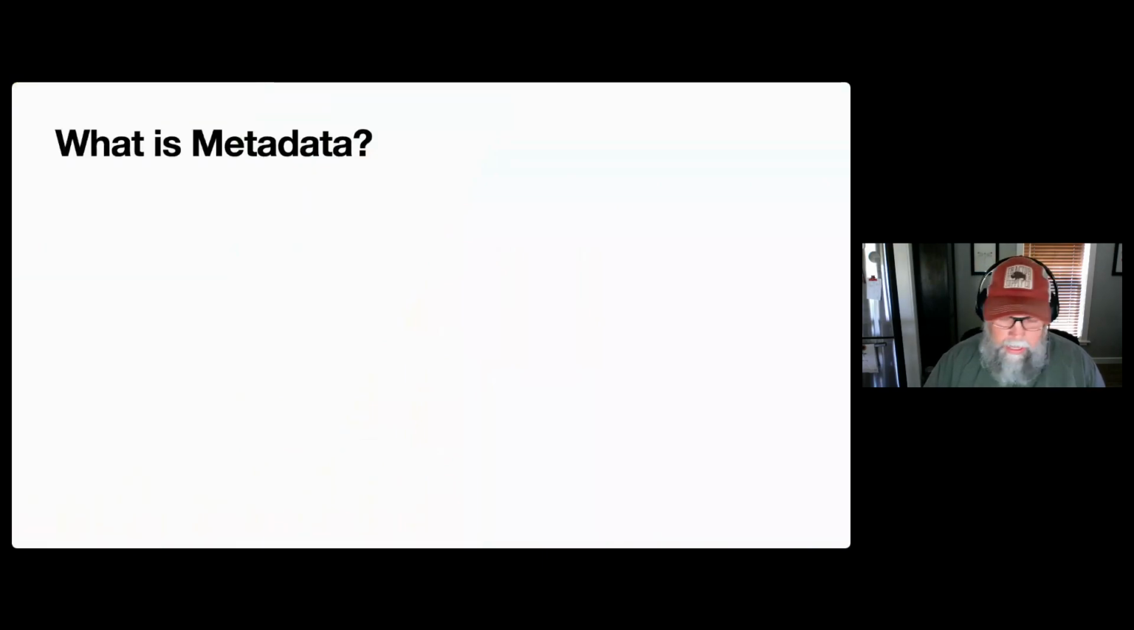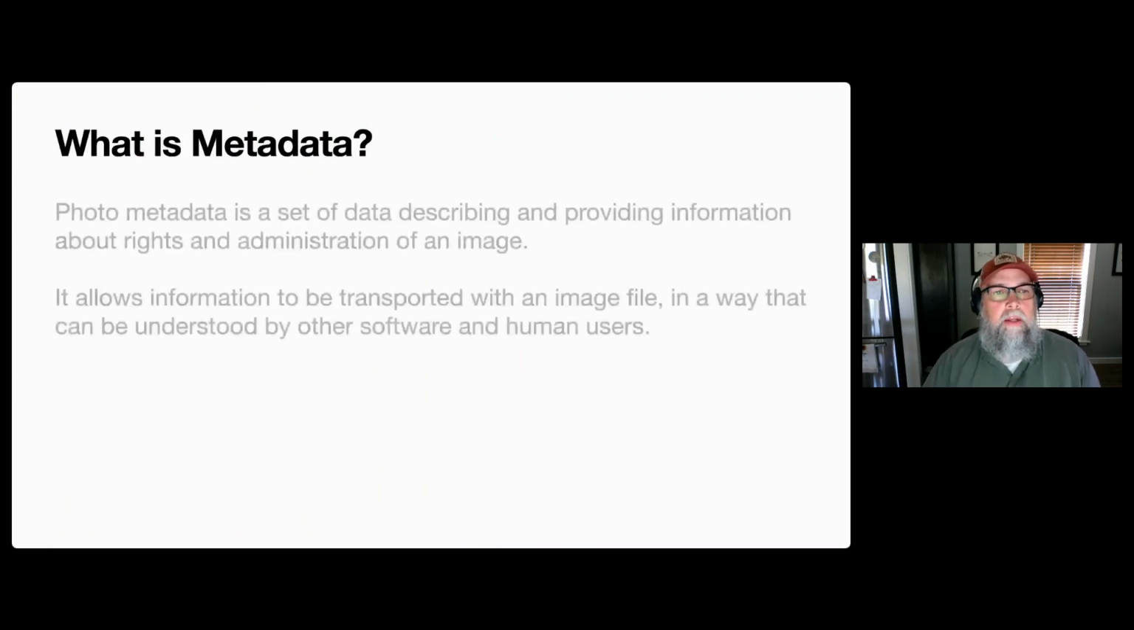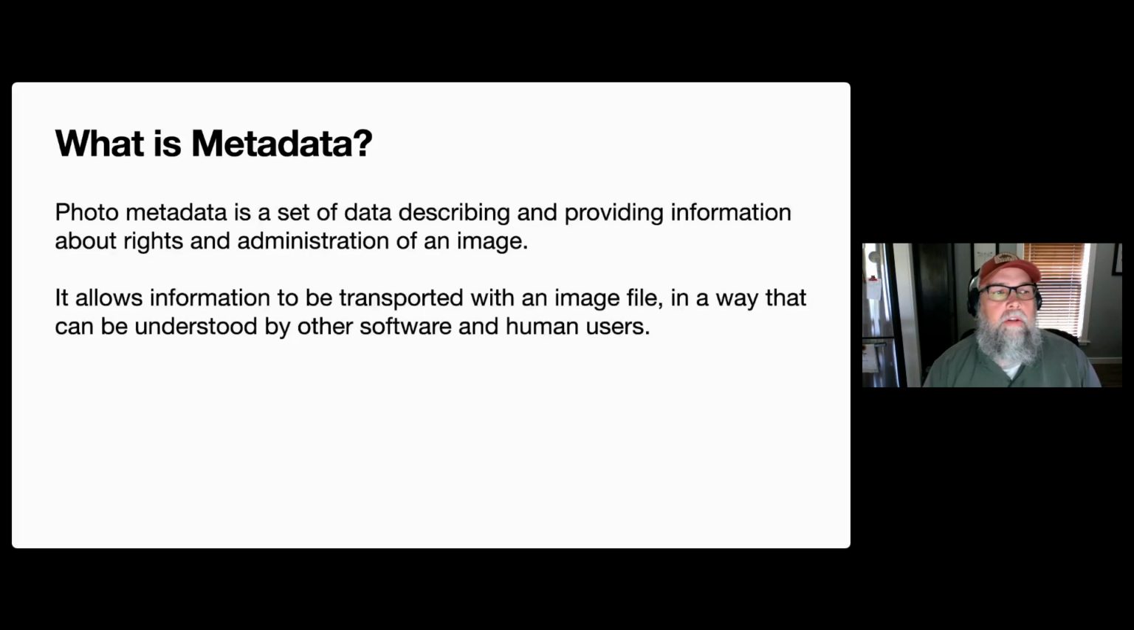The first question you may ask, and a lot of you probably know, but I don't want to take for granted that everybody knows what metadata is. Here's the definition I found yesterday: photo metadata is a set of data describing and providing information about rights and administration of an image. It allows information to be transported with an image file in a way that can be understood by other software and human users. When digital photography first came out, I realized that all the settings you had are recorded too. The description talks about rights and administration, but it also provides all the technical data in your pictures.